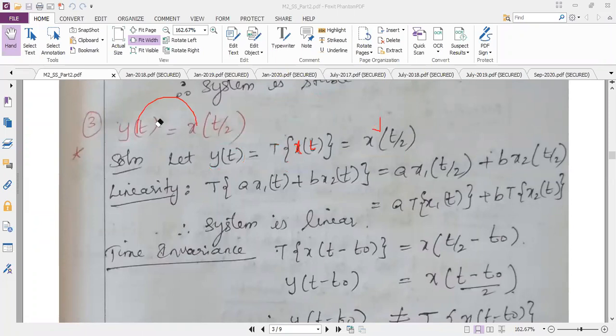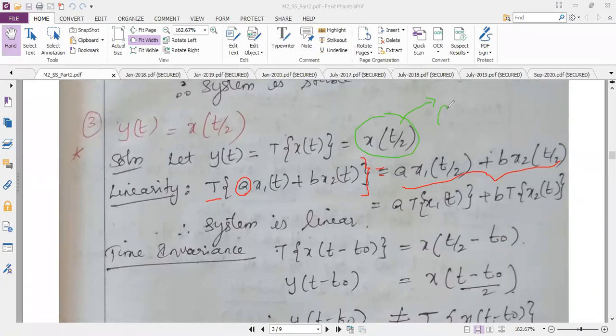Now listen, linearity property, I will explain in the simplest way. The linearity property is: you take T of a into x1 of t plus b into x2 of t, where a and b are variables. This you have to write by yourself. Now the right hand side, I will tell you how to write it. You see the question. In the question, wherever the x of t term is there, you are going to write that term in terms of x1 and x2 along with the scaling factors a and b.